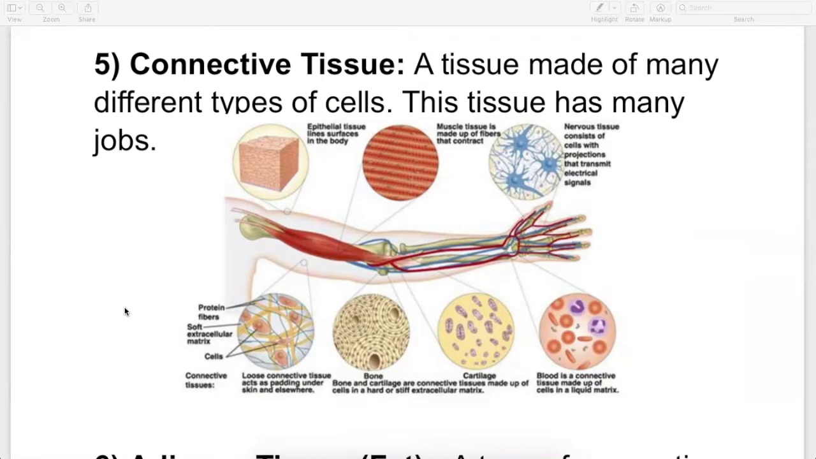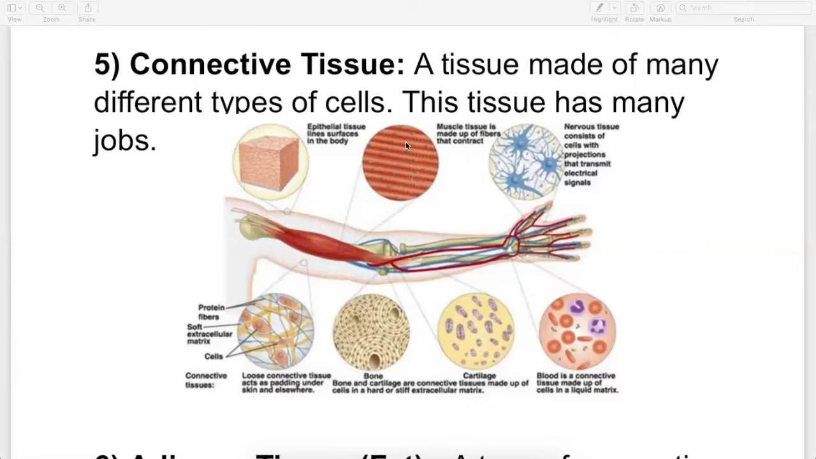And they have many jobs. But the main thing is it holds you together, right? It connects body parts. So for instance, this is some epithelial tissue for your first vocab word, but down at the bottom is something we call a basement membrane. That's a type of connective tissue that is gluing your skin down to the rest of your body.